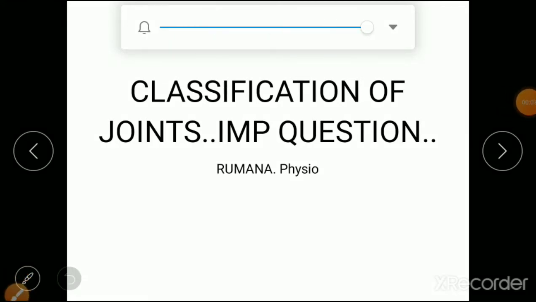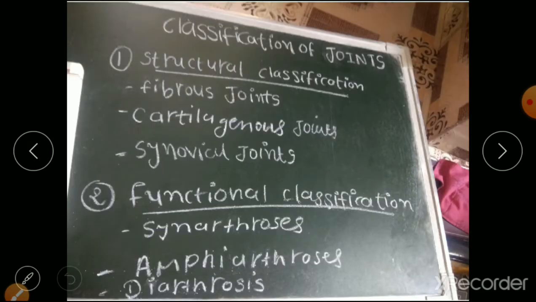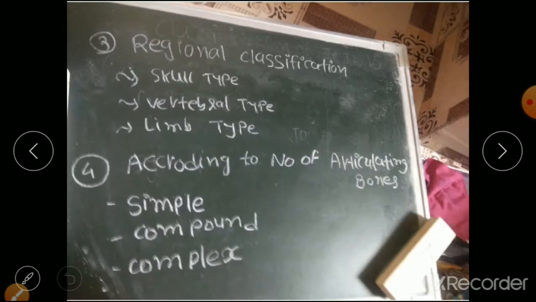Hello everyone. So in this video we are discussing the classification of joints, and this question is important in anatomy. Basically we have four classifications, and in those, different sub classifications are present. So total four classifications. First is structural classification, second is functional classification, third is regional classification, and fourth is according to the number of articulating bones. So total four classifications of the joints majorly.